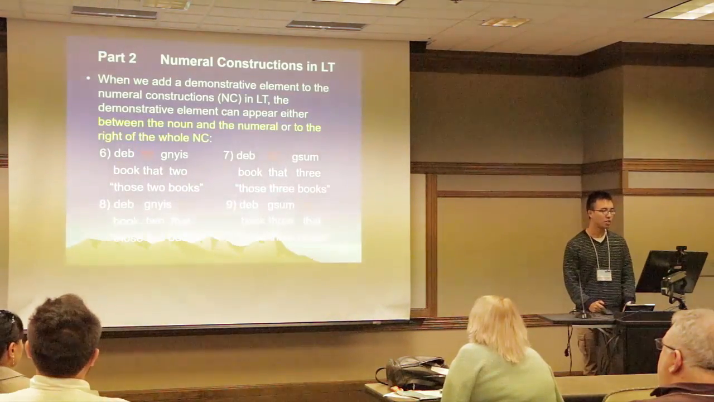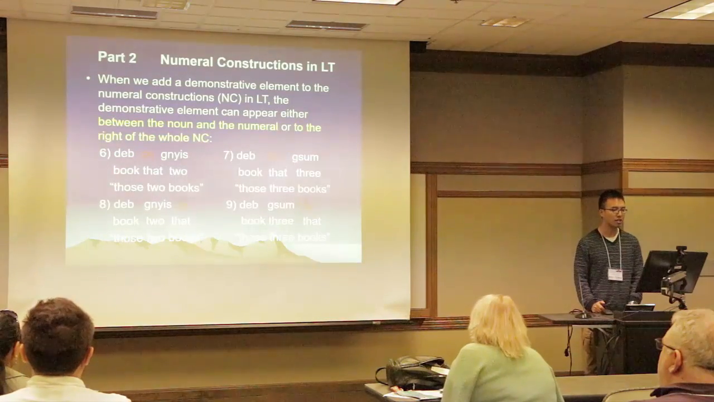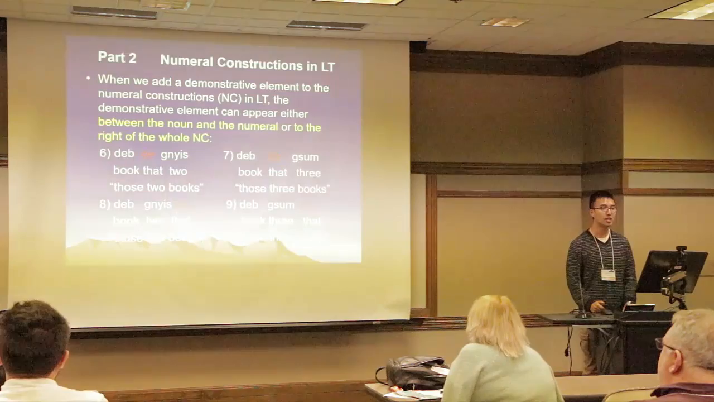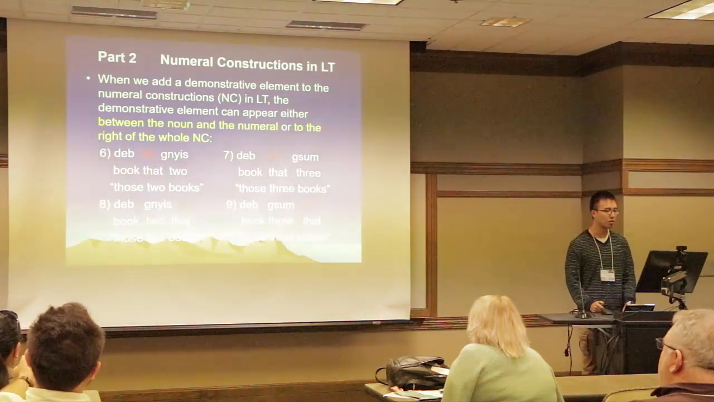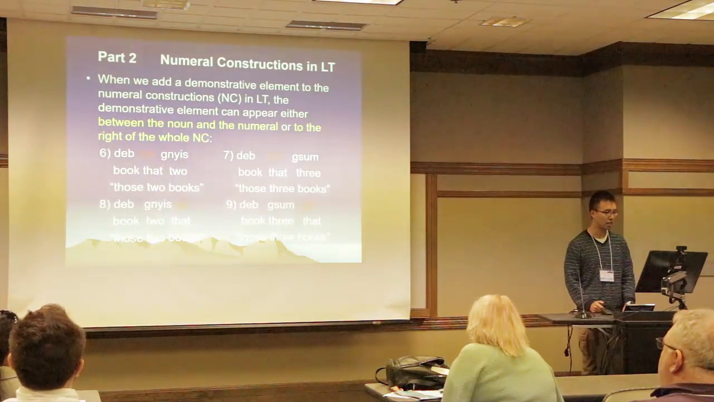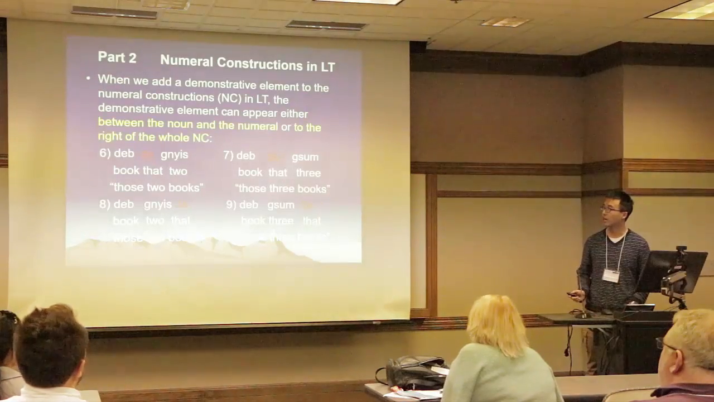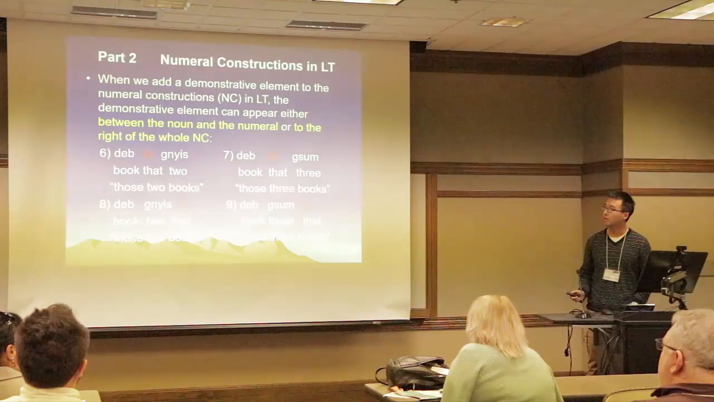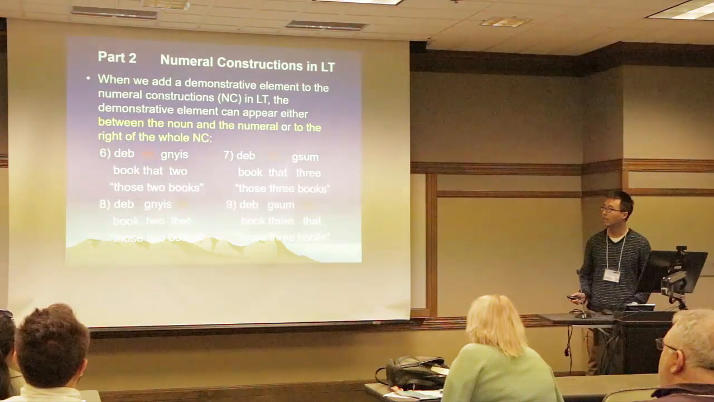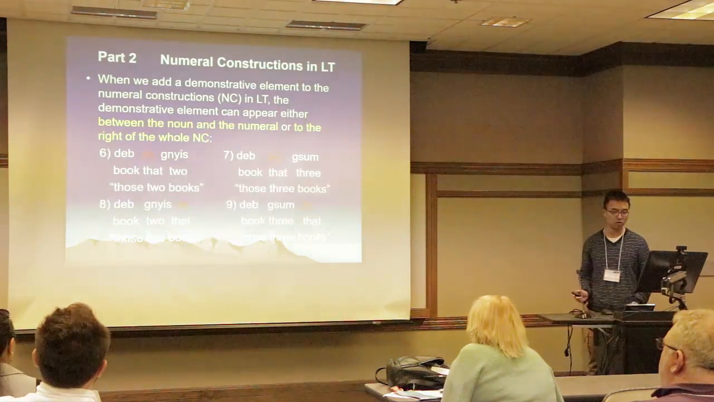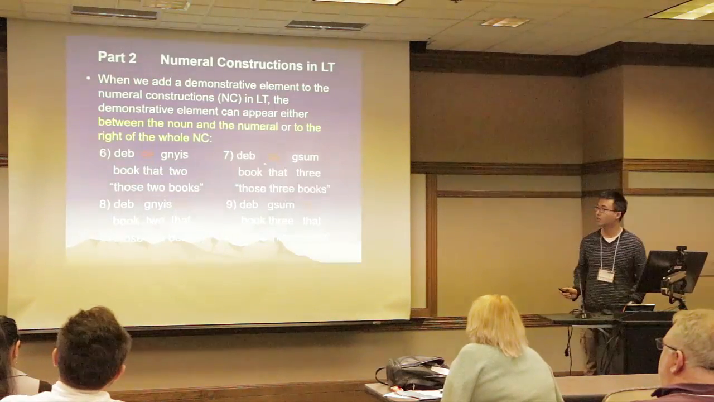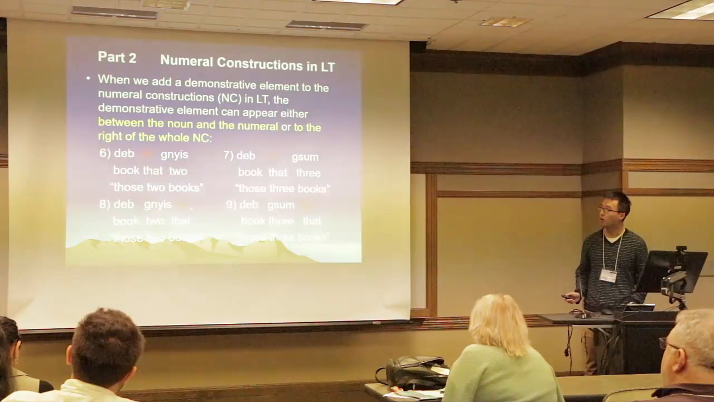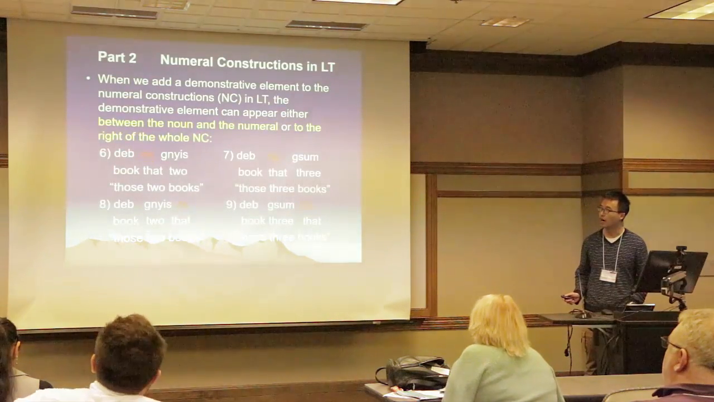When we add a demonstrative element to the numeral constructions in Lhasa Tibetan, the demonstrative element can appear either between the noun and numeral or to the right of the whole numeral construction. For example, if you want to say those 2 books in English, we can say tep te ni or tep ni te, book that 2 or book 2 that, for those 2 books. So te could appear in between the noun and the numeral or to the right of the noun and numeral.